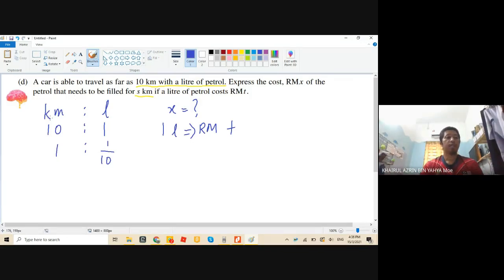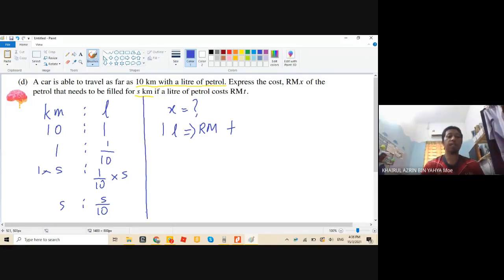Again, to this one. 10 kilometer, 1 liter. So 1 kilometer is 1 over 10 liter. Okay, for S kilometer, how you get? So actually to get S is 1 times S, correct or not? So this one also we need to do 1 over 10 multiply with S. Or if you want to simplify, for S kilometer is equal to S over 10. Or we can write also 0.1S, same thing.